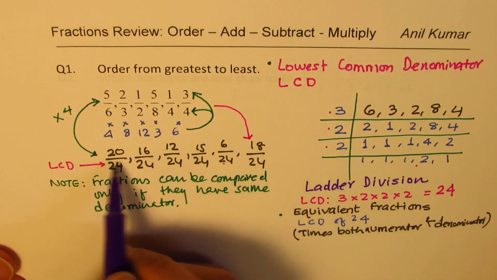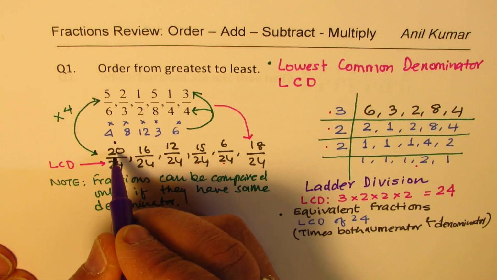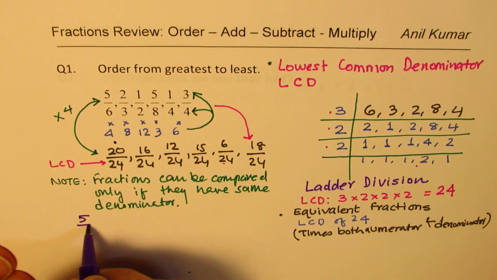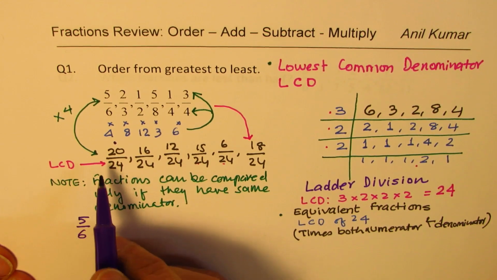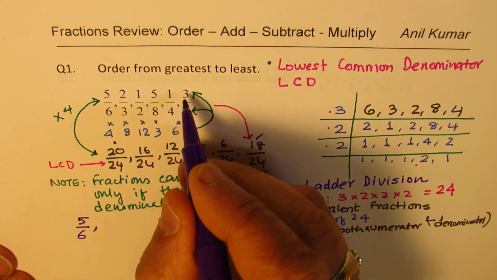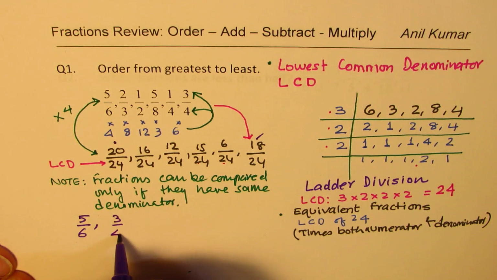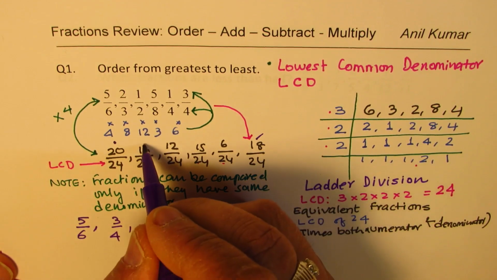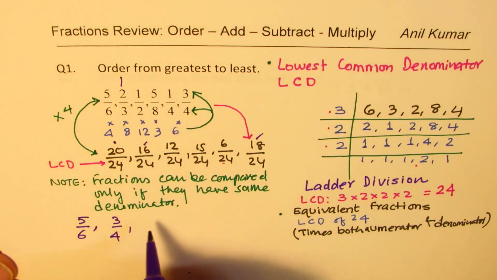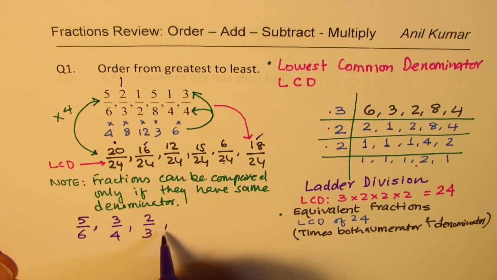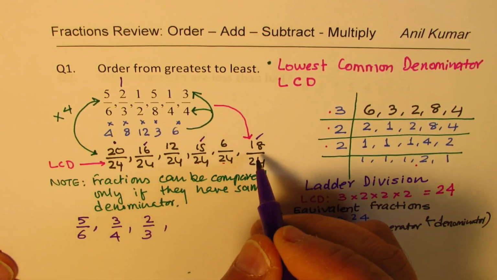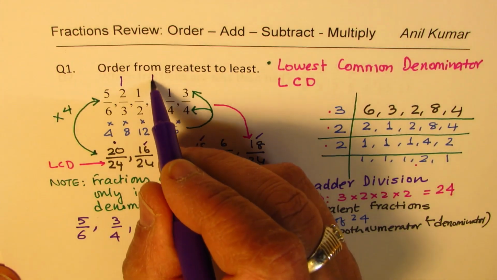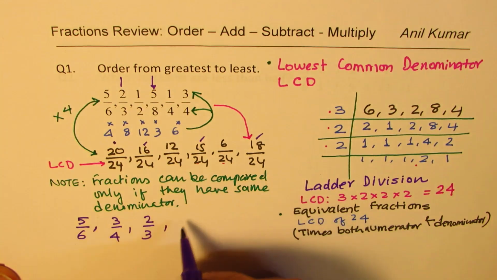Perfect. So if you compare these numbers, we know this is the greatest, 20 over 24, which corresponds to 5 over 6. So we'll write 5 over 6 first. And then after 20, we can say 18 is the greatest, that is 3 over 4. Is that clear? You have to write these numbers in your answer. Then after 18, it is the number 16, the second number in our list. So we get 2 over 3. And then it is 15, which is which one? 15 over 24 is when we did 5 over 8, right? So we get 5 over 8.